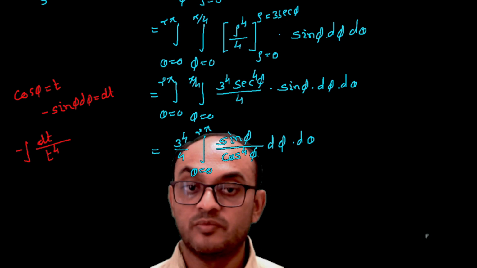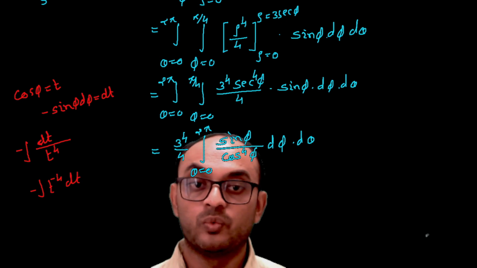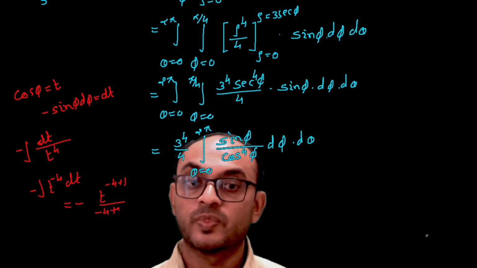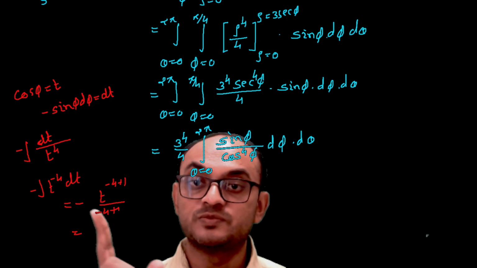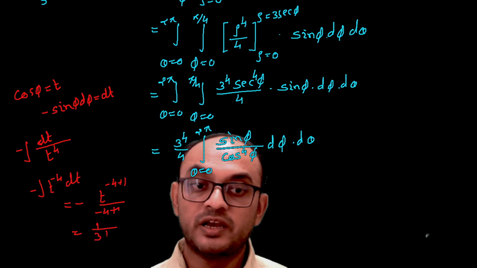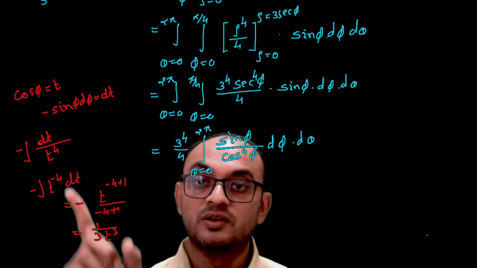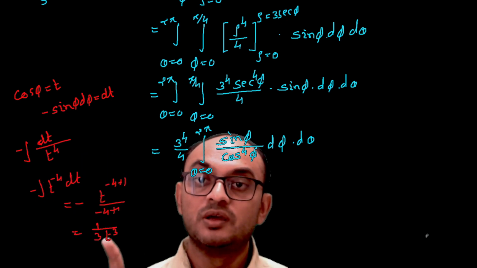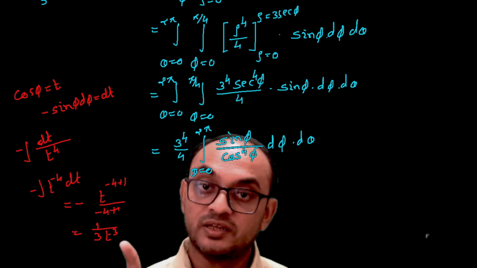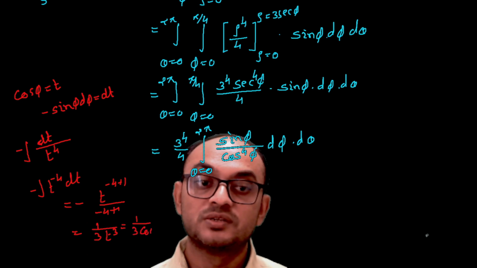Right. This is nothing but minus integration t raised to minus 4 dt, which is equal to minus t raised to minus 4 plus 1 divided by minus 4 plus 1. So this is equal to, minus 4 plus 1 is minus 3. So that minus plus, this is 1 upon 3 t cube. What is t? t is cos phi. So this is nothing but 1 upon 3 cos cube phi. That is the integration. 1 upon 3 cos cube phi.